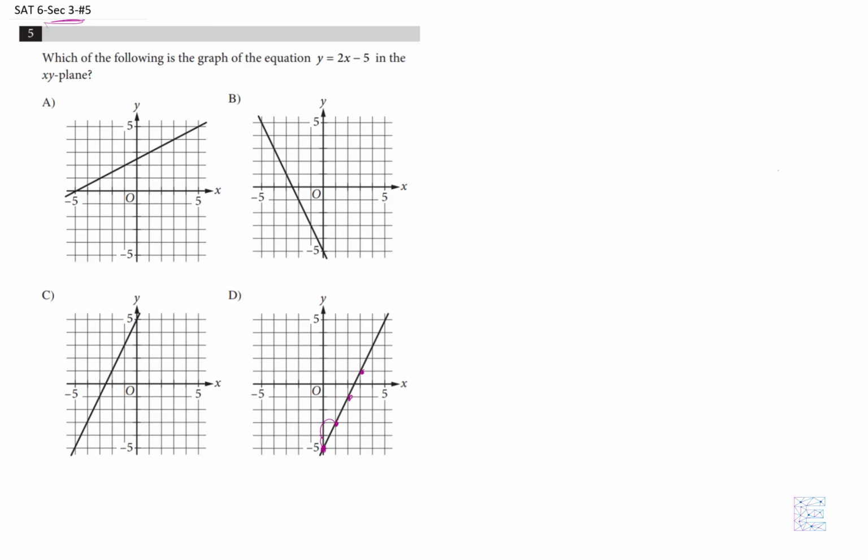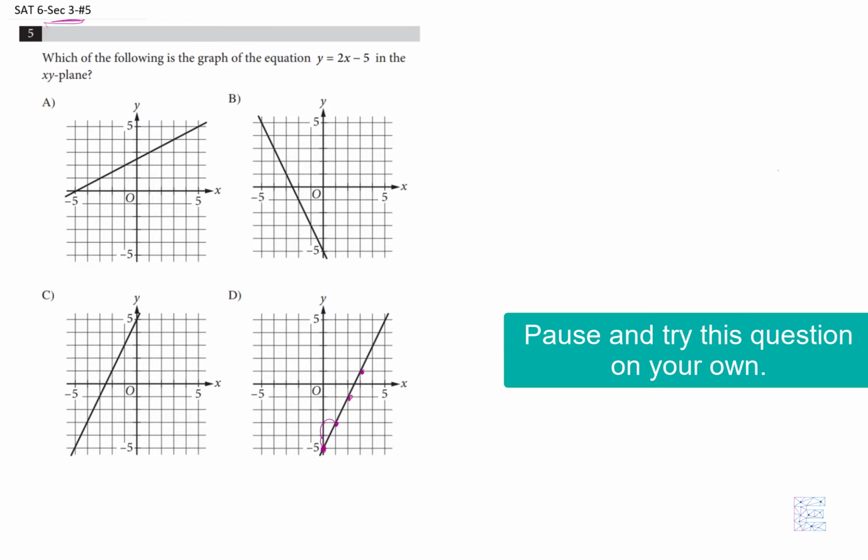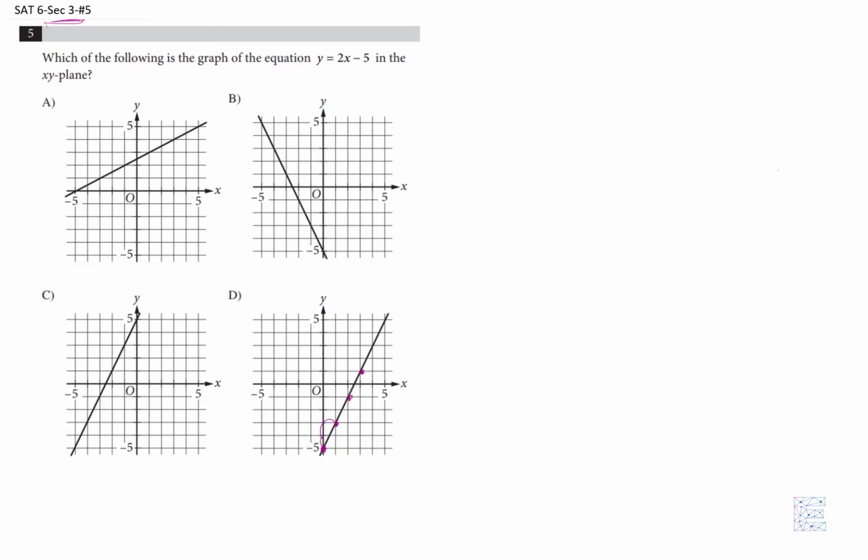And then once you have your solution, you should unpause to watch it and see if you got the answer right. Let's go ahead and read this question. Which of the following is the graph of the equation y equals 2x minus 5 in the xy plane? Go ahead and hit pause and try to answer this question on your own.